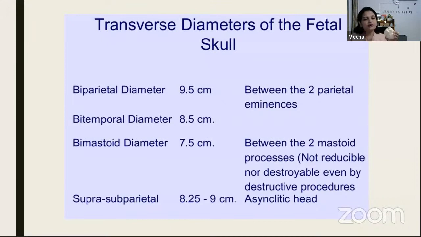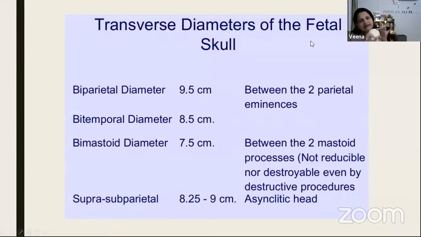So if your available pelvic diameter is less than 8 centimeters, then there is no point doing any destructive procedure because your bimastoid is only 7.5 centimeters. So that is the only obstetric significance of bimastoid diameter. This is an irreducible diameter by any kind of destructive surgery. So if the pelvic diameter which is available is less than this, then we can't do anything about the delivery. We'll have to do a cesarean section only. That's about the transverse diameters.